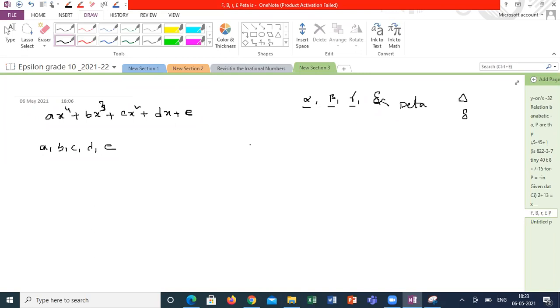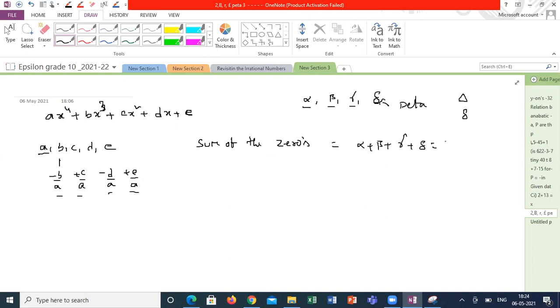Here, 4 relations I can get. First one is sum of the zeros. There is a pattern I already told you. First one is negative with the first higher coefficient, positive, again negative, again positive. Here 4 relations we will get. The first relation is always sum of the zeros, that is alpha plus beta plus gamma plus delta is equal to minus b by a.